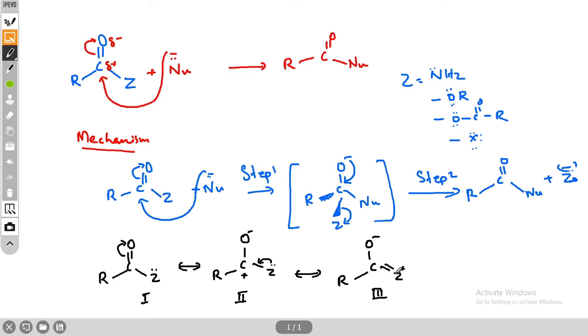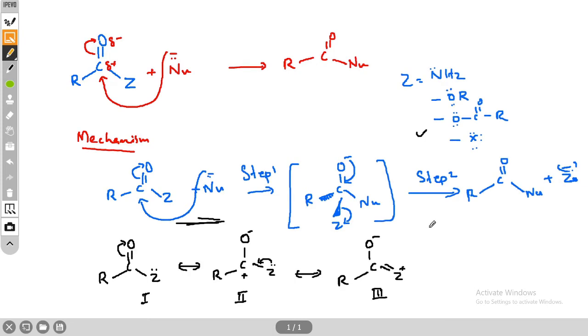So it is very difficult for this kind of structure to approach this nucleophile. So it is not favorable, or if our carboxylic acid derivative is preferred to form this kind of resonating structure, it is very less reactive. So the contribution of this structure towards the resonance hybrid depends upon the basicity of this Z group. That is, when this lone pair of electrons is donated easily, it is stable. This will be a stable structure.